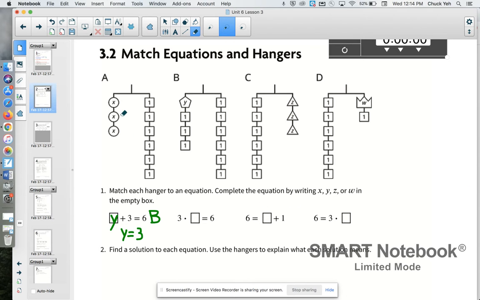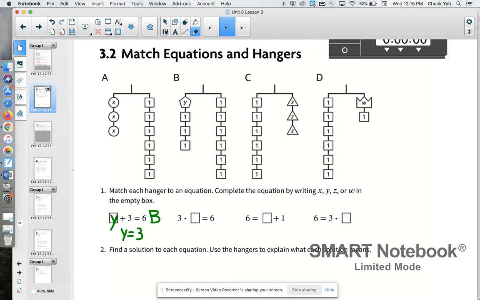All right, so all these hangers are balanced. This is basically 3x equals 6. And this is y, and then plus 3 equals 6. And this is 6 equals 3z. And this is 6 equals y plus 1. Match each hanger. This one here is blank plus 3 equals 6.